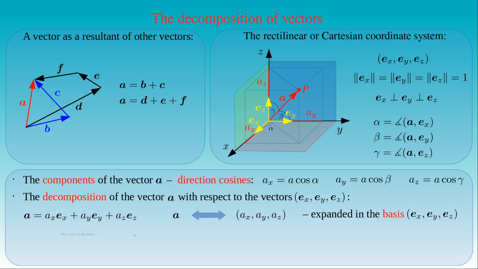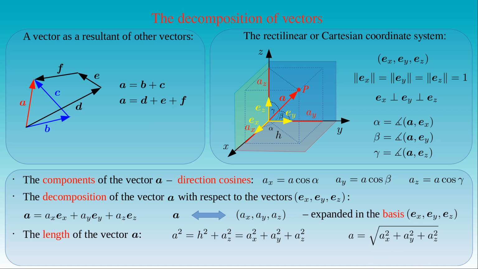The length of the vector A can also be determined in terms of its coordinate basis expansion. If we denote the projection of its length onto the xy-plane with h, then we can use the Pythagorean theorem and write that the square of the length of the vector A is equal to h squared plus the square of Az. If we apply the Pythagorean theorem again, we can write h squared as the sum of Ax squared and Ay squared. Then A squared is the sum of the squares of Ax, Ay and Az. That is, the length of the vector A is the square root of the sum of the squares of its components in the Cartesian coordinate system.